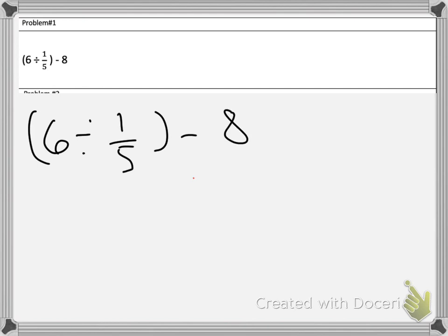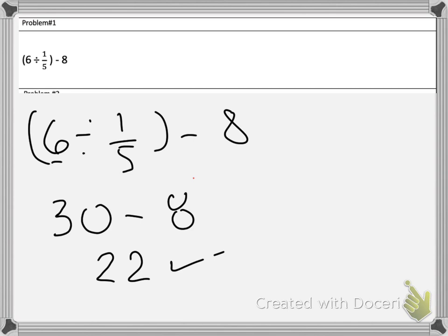minus 8. Okay, so when you divide a whole number by a fraction, I don't know if you remember this, but you multiply, and if you start with a whole number, the answer should be a whole number. So 6 times 5 is going to be 30 minus 8. 30 minus 8 is going to be 22. There you go, that's the answer.